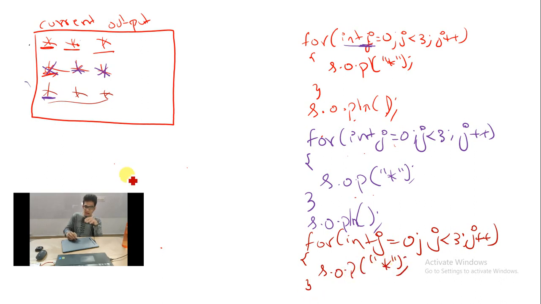Then, since you have written a for loop, 3 stars will be printed in the same line, and the cursor will be on the right here. Now you want to bring this cursor from here to here. So how to do that? System.out.println.